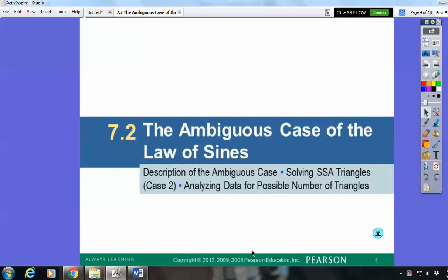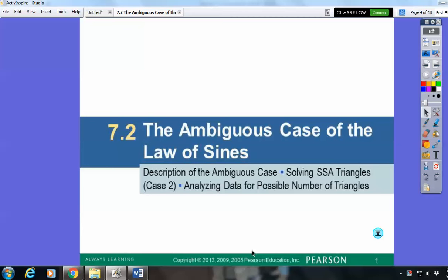Yesterday we talked about the law of sines. And we had that ratio, side A over sine of angle A equals side B over sine angle B equals side C over sine angle C. And I told you you could take any two at a time and set up the proportion to solve.